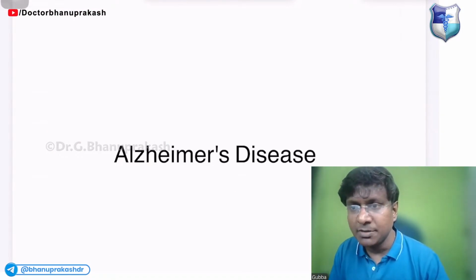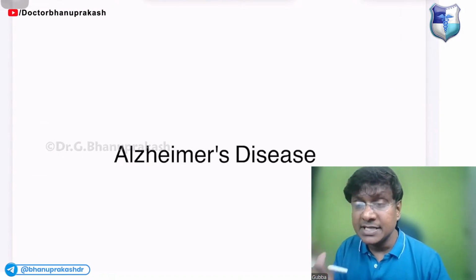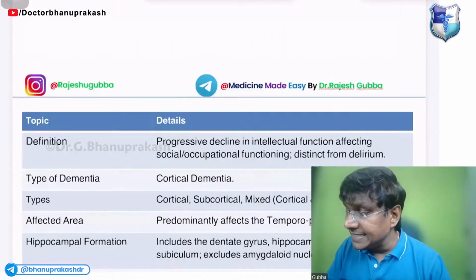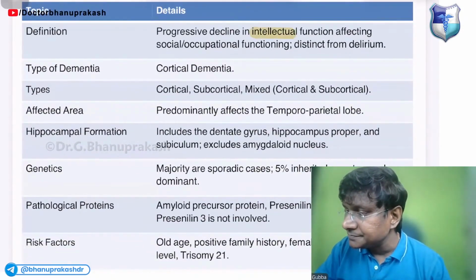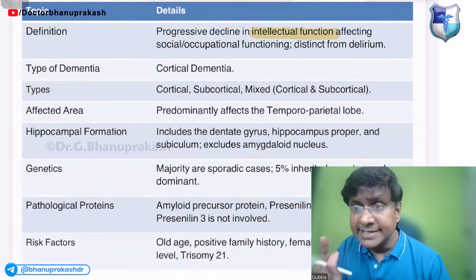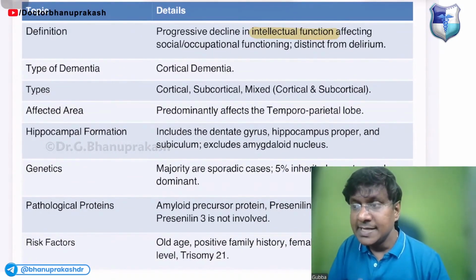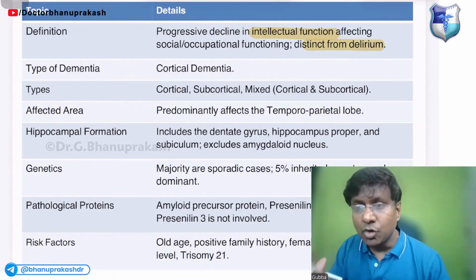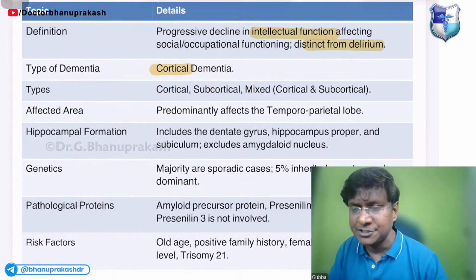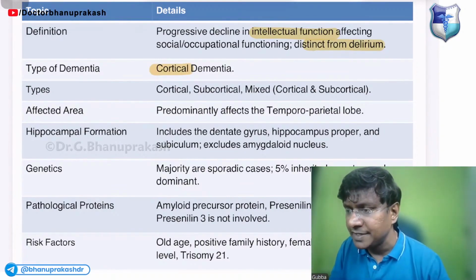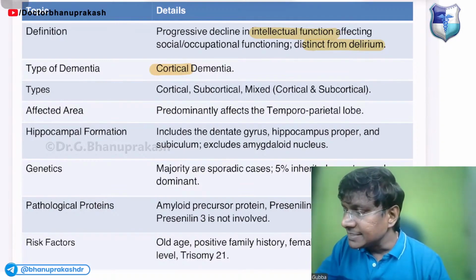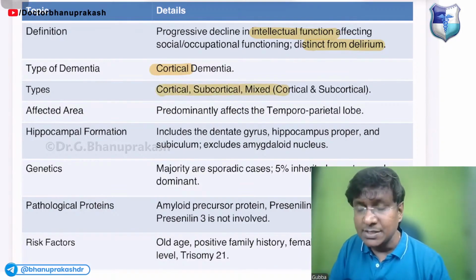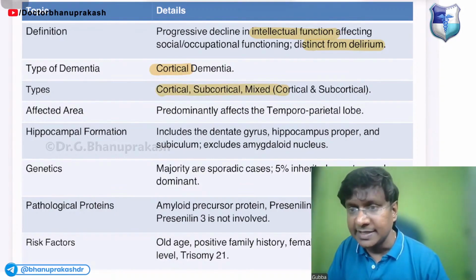What exactly is the problem in the Alzheimer's? It is the decline in the intellectual function of the individual. And you have to differentiate this from delirium. Both are different. And what type of dementia do you have in case of Alzheimer's? It is cortical dementia. Actually, you have various types of dementia, right? That is cortical, subcortical, and mixed. But Alzheimer's is the cortical dementia.